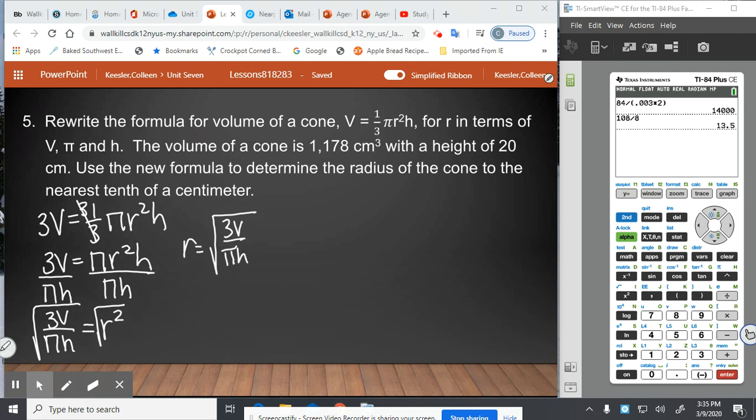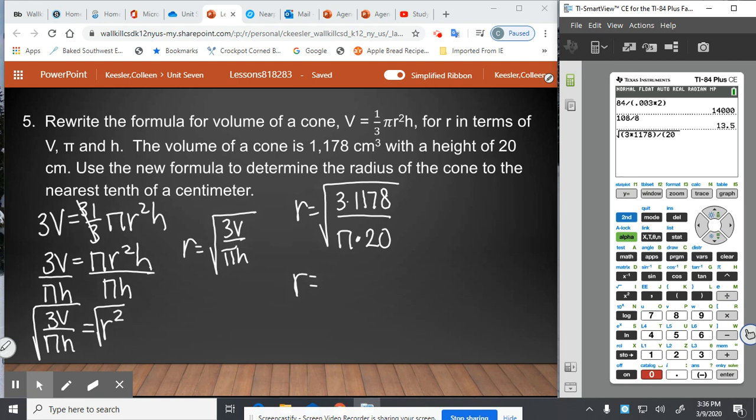So now I can plug in what's given. We know that it's 3 times the volume, which is 1,178, over pi times the height, which is given as 20. So there's a lot of work that has to be done here. We can put it all in our calculator. We can go right to second square root, then in parentheses, 3 times 1178 divided by, parentheses again, 20 times pi, which the pi symbol is on here somewhere.